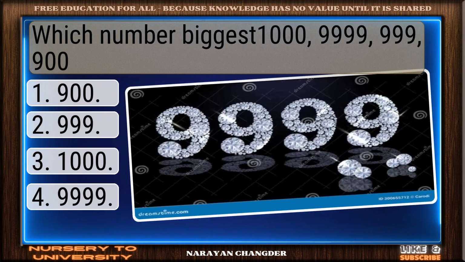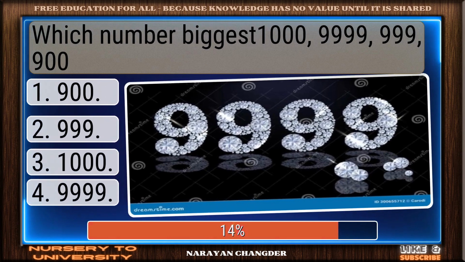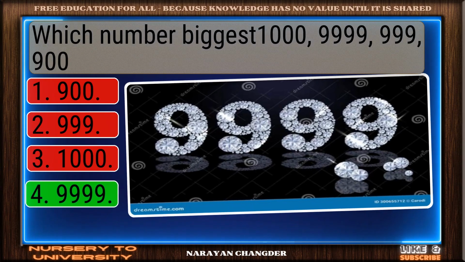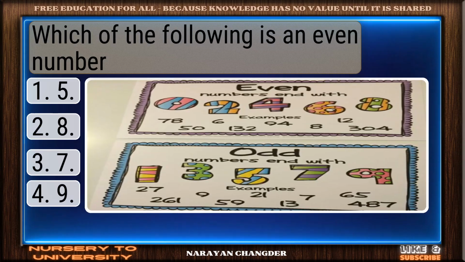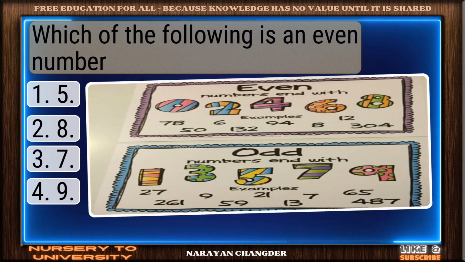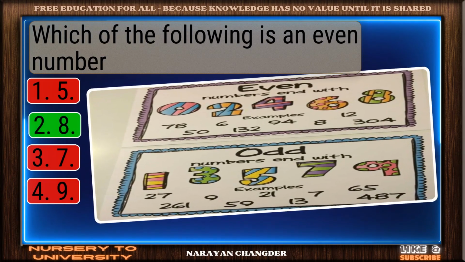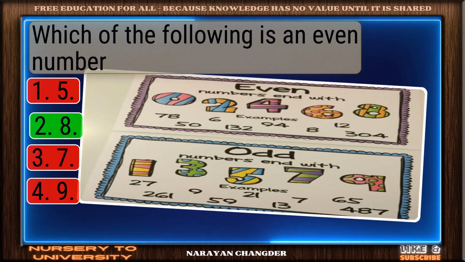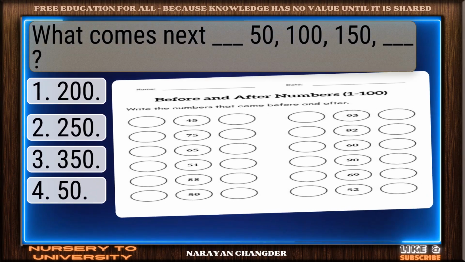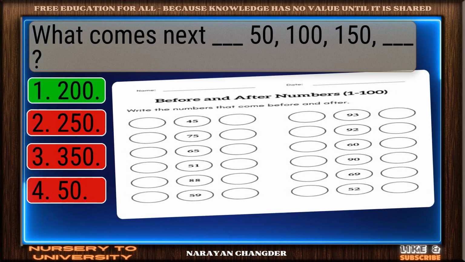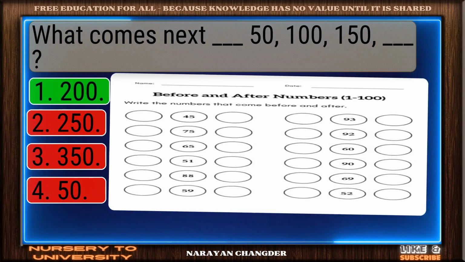Which number is biggest, 3, 9, 99, 9900? Smart move. 9999 is an accurate answer. Which of the following is an even number? You chose 8, and it is correct. What comes next? Dash, 50, 100, 150, dash. Good job. Your answer 200 works well here.